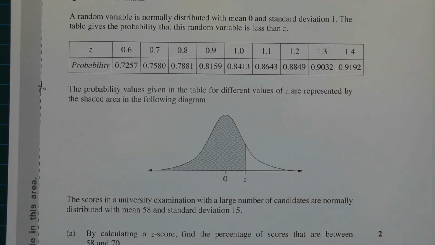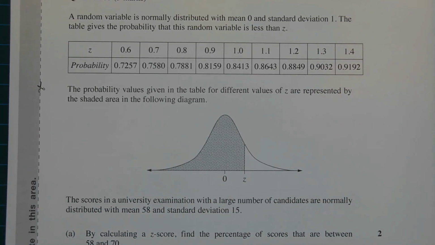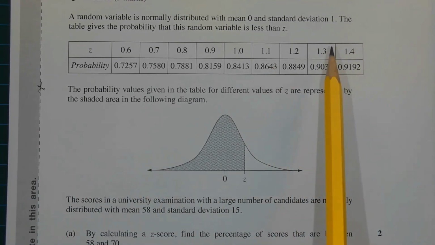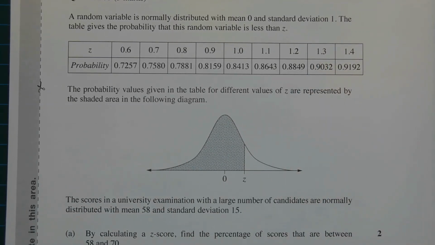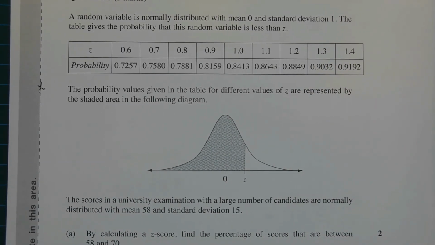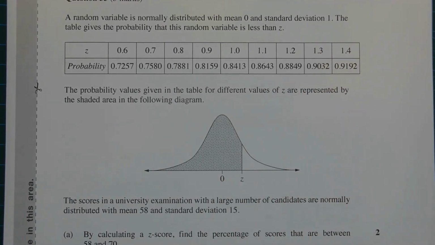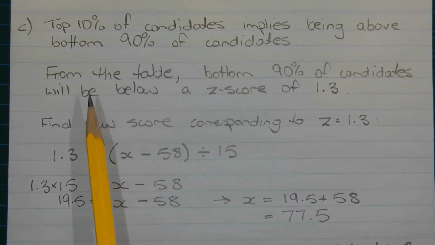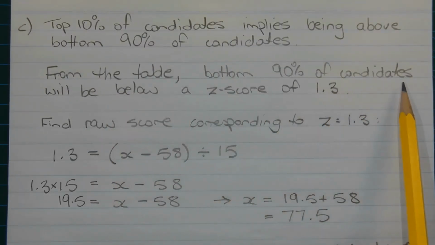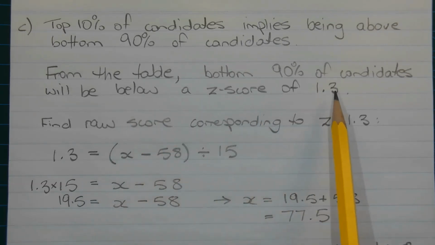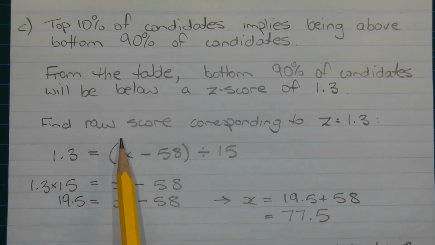In other words, candidates in the bottom 90% will score less than a z-score of 1.3. So being in the top 10%, a candidate will need to score above a z-score of 1.3. Later on, we'll need to convert that z-score into an actual or a raw score. So from the table, the bottom 90% of candidates will be below a z-score of 1.3. Now we need to find the raw score, or the actual score that corresponds to a z-score of 1.3.